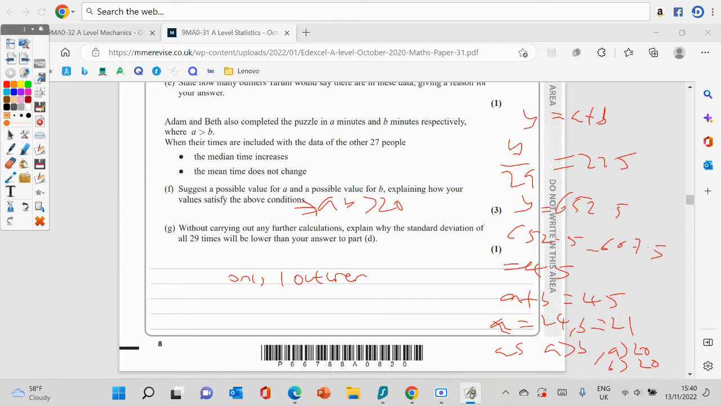Part G, without carrying out any further calculations, explain why the standard deviation of all 29 times will be lower than your answer to part D. Okay. So we got this mean and the standard deviation, didn't we?